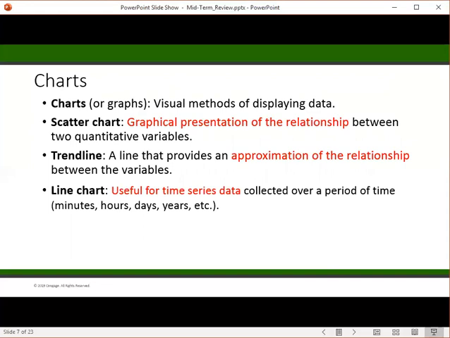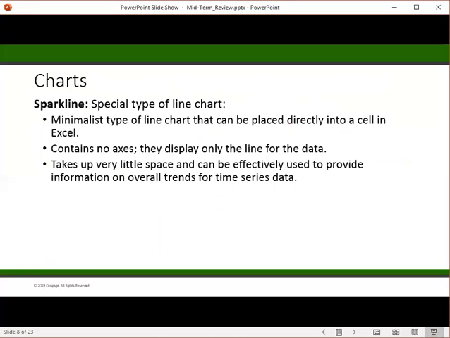A scatter chart is what we use to represent a relationship between two quantitative variables. A line chart is useful for time series data, and of course we've used those for both types. A trend line is something we can put on a scatter chart, and it shows an approximation of the relationship between two variables. A sparkline is a minimalist type of line chart. It has no axes and it takes up very little space on our worksheet.